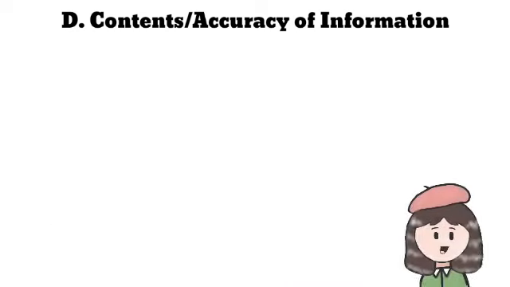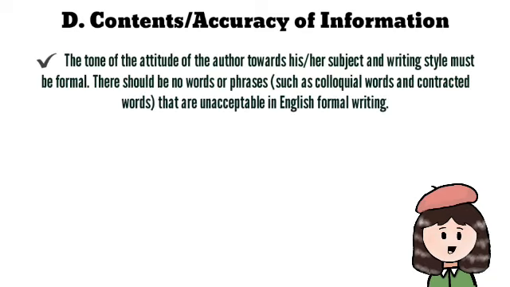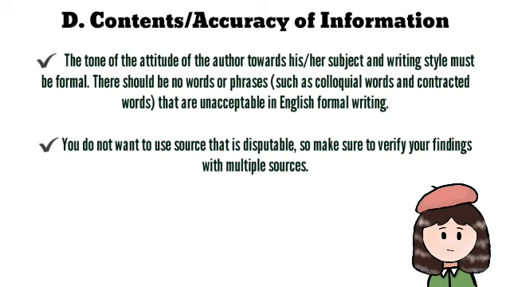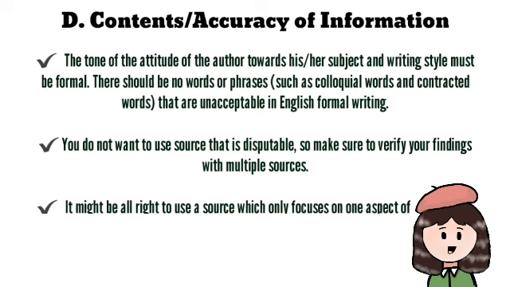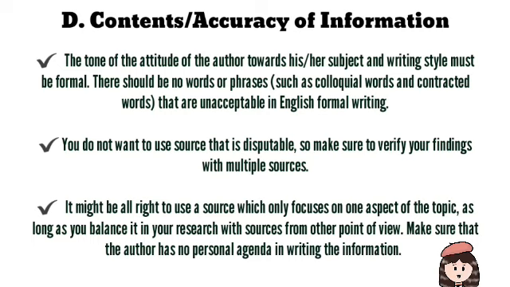Key ideas. The tone or attitude of the author towards his or her subject and writing style must be formal. There should be no words or phrases, such as colloquial words and contracted words, that are unacceptable in English formal writing. You do not want to use a source that is disputable, so make sure to verify your findings with multiple sources. It might be alright to use a source which only focuses on one aspect of the topic, as long as you balance it in your research with sources from other points of view. Make sure that the author has no personal agenda in writing the information.